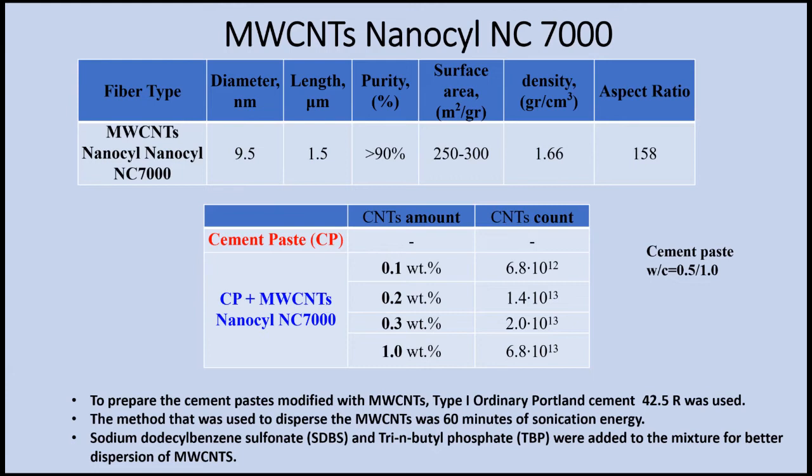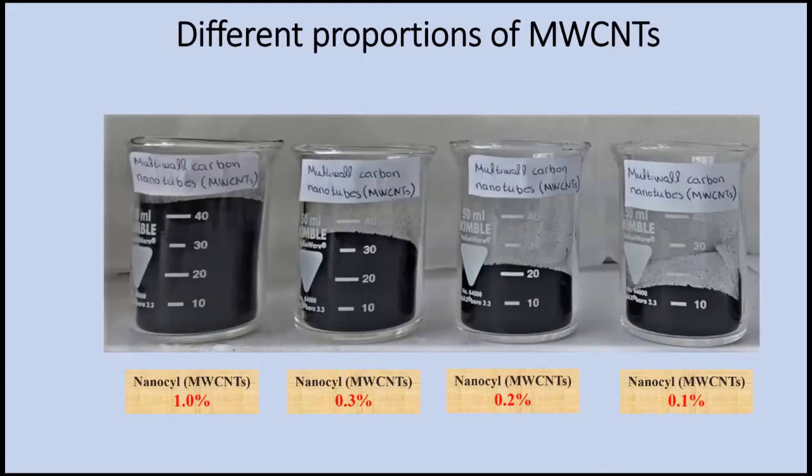The dispersion of CNTs is a necessary process for optimizing their performance and improving the incorporation into the cement paste. Otherwise, agglomerates and bundles were observed in the cement, leading to a worse dispersion. In this study, sodium dodecylbenzene sulfonate and tri-n-butyl phosphate were added to the mixture for a better dispersion of multiwall carbon nanotubes. In this picture, we can see the amount of multiwall in different proportions.